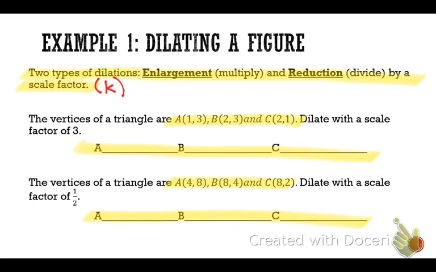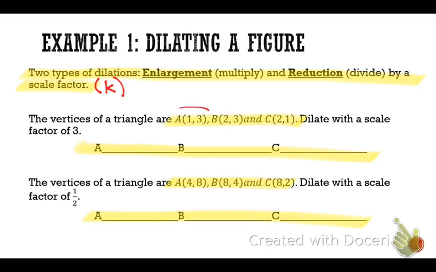So the scale factor, here's basically the key. If the scale factor is more than 1, that means that you're multiplying. Actually, you're really multiplying either way. But if it's more than 1, it means that it's an enlargement. Whatever the scale factor is, you are going to multiply each x and y value by that number. So in the first one, the scale factor is 3. So you're going to multiply each xy value by 3.